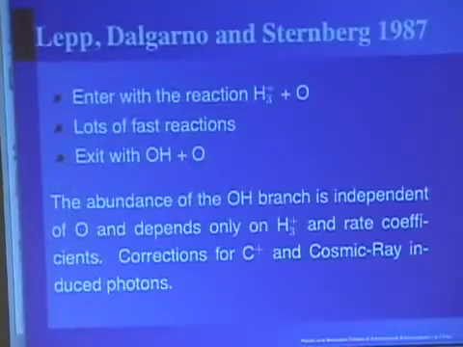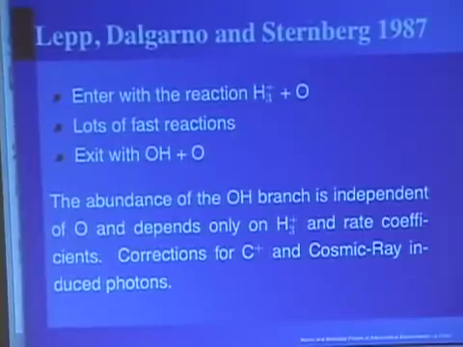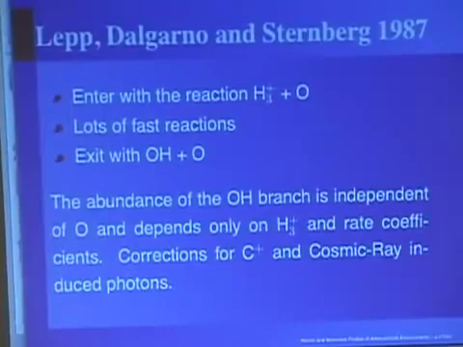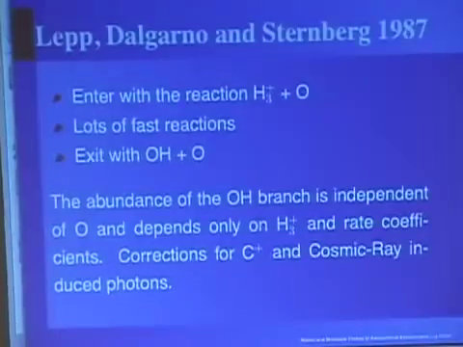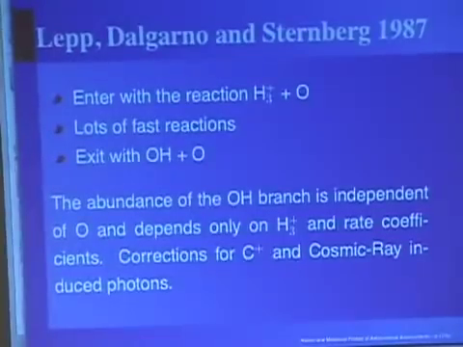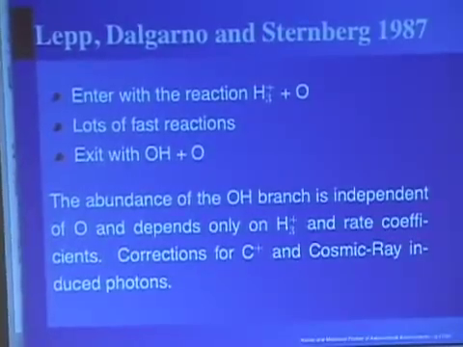But basically, putting it together, you get that the H3 plus abundance should just be the ratio of those rate coefficients to the OH abundance with small corrections. And the rate coefficients at the time gave us a number of 1/10. And this allowed us to infer the H3 plus abundance in these clouds well before they were measured.